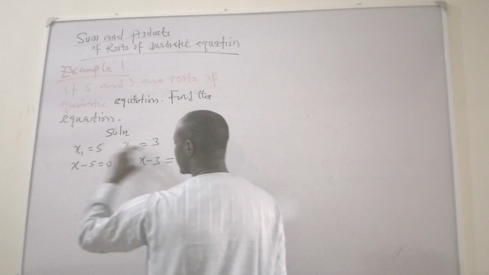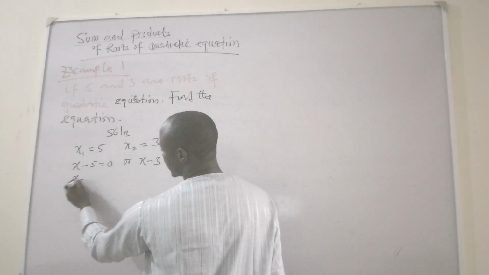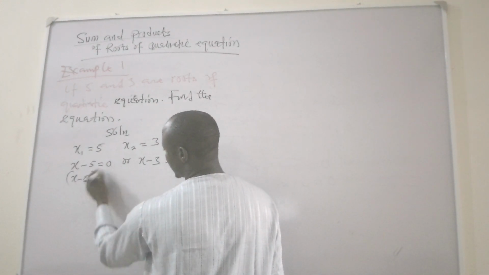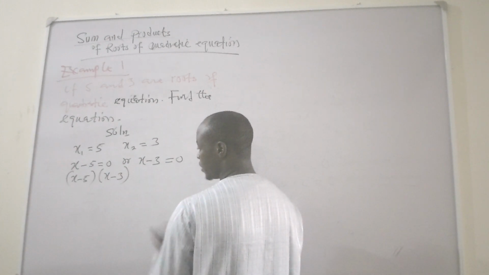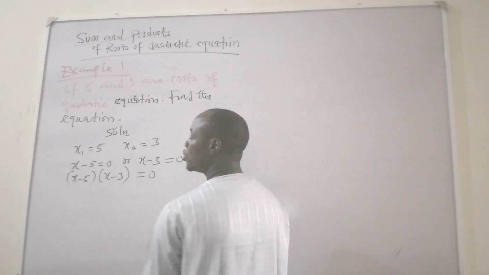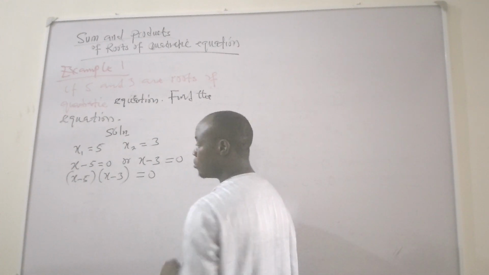So I'm going to put all this in brackets. So we have (x minus 5) in brackets, and (x minus 3) in brackets, and we have the first 0. So we are now going to expand the bracket.